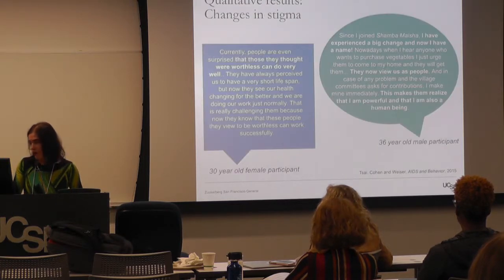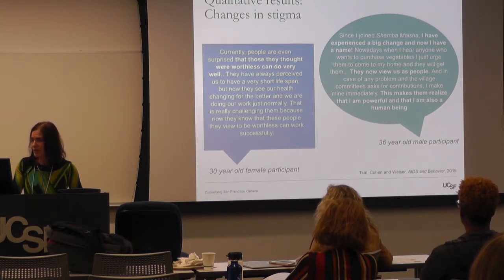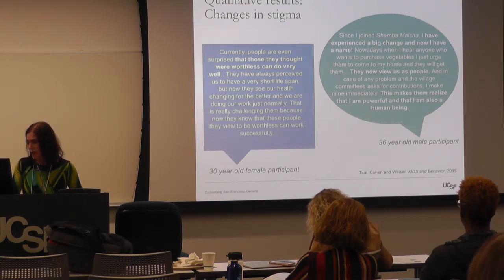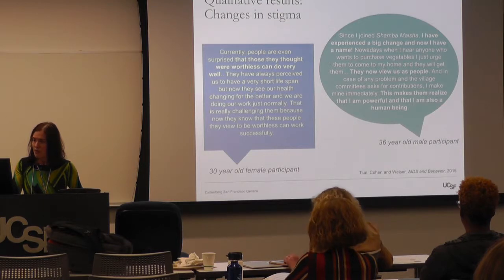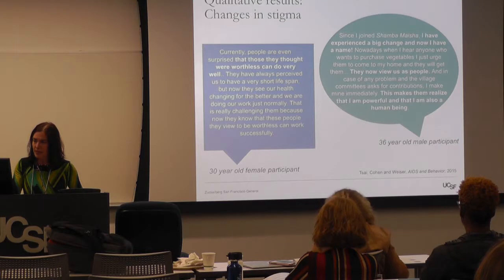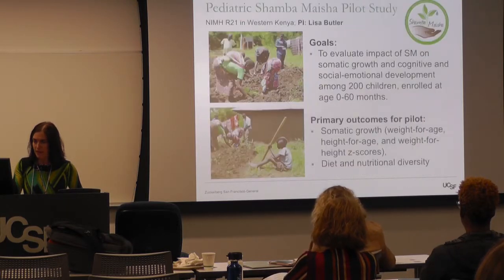And there were other wide-ranging impacts. For instance, participants described changes in HIV stigma not only amongst themselves, but also among community members, in part because they were more productive and also looked healthier. "Since I joined Shamba Maisha, I've experienced a big change, and now I have a name. Nowadays, when I hear anyone who wants to purchase vegetables, I just urge them to come to my home and they will get them. They now view us as people. And in case of any problem and the village committee asks for contributions, I make mine immediately. This makes them realize that I am powerful and that I am also a human being."